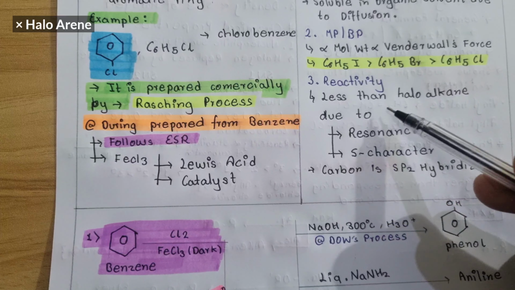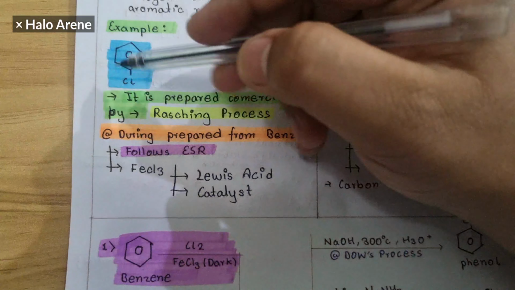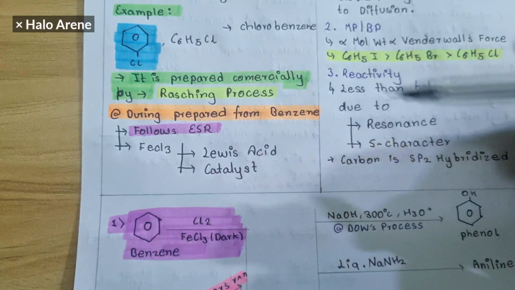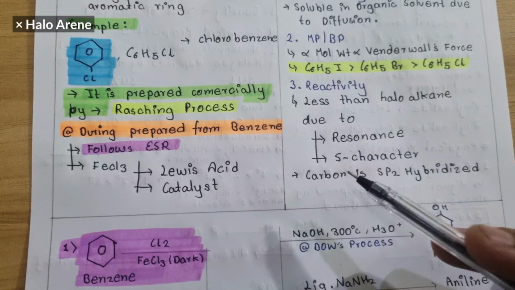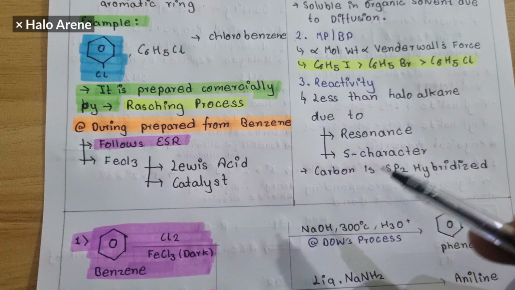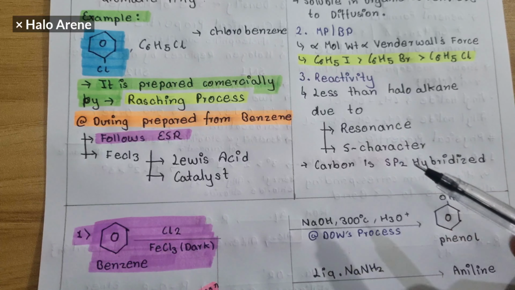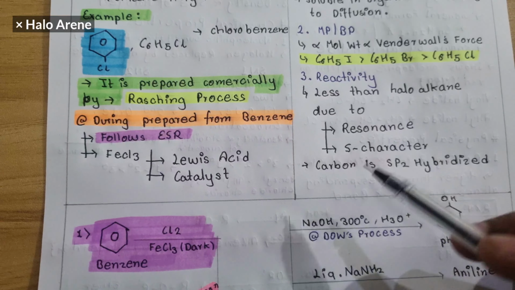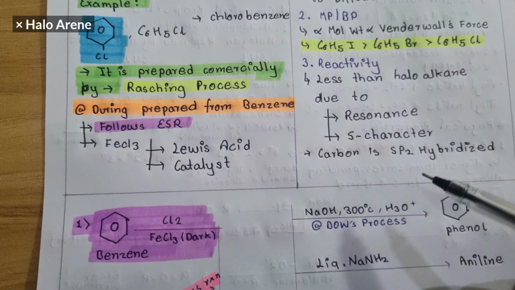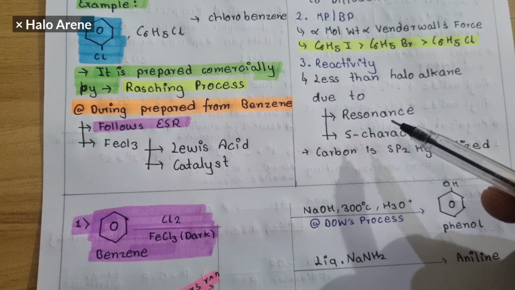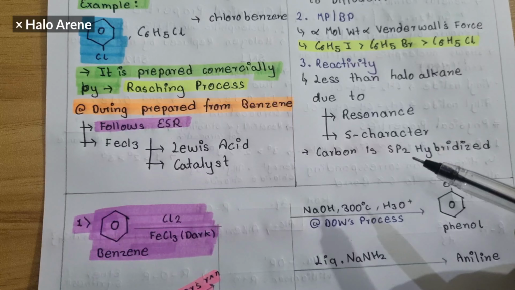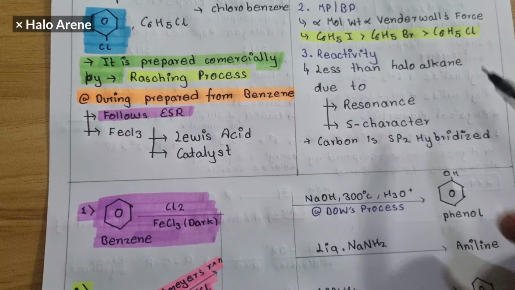Haloarene is less reactive than haloalkane due to resonance, as the double bonds move throughout the ring, and due to s character. The s character of carbon in chlorobenzene is 33%, that is, carbon is sp2 hybridized in haloarene, whereas in alkane it is 50% s character, that is sp hybridization.